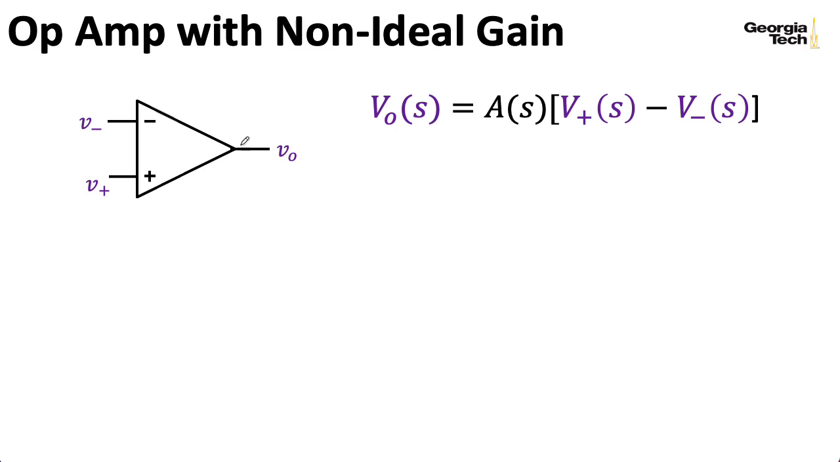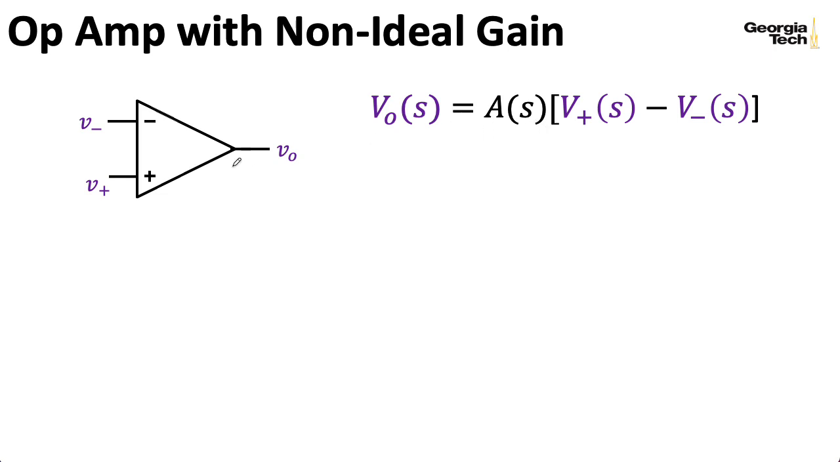Now, I'm still going to assume that we have zero output impedance, and I assume that we're going to have infinite input impedance, so there's no current flowing through the input terminals. And you can relax those assumptions and redo this kind of analysis. You just get more complicated looking formulas.